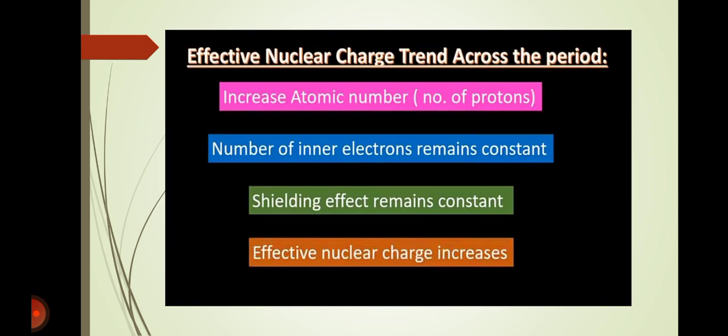Now we will talk about the effective nuclear charge trend across the period. We know that when we go from left to right, the atomic number increases, but the number of inner electrons remains constant. So the shielding effect remains constant because the shielding effect increases with increase in inner electrons. When we talk about from left to right, the inner electrons remain constant, so shielding effect is constant, so the effective nuclear charge increases.